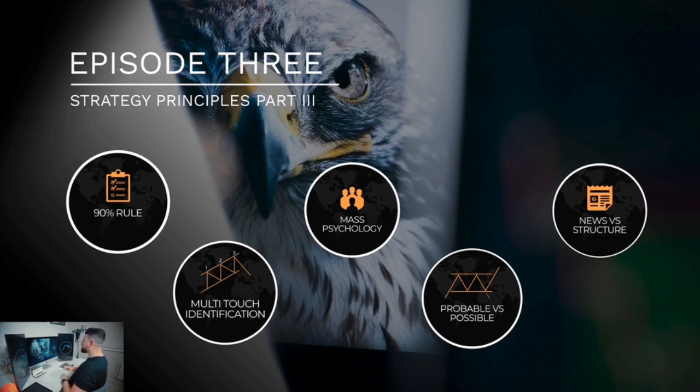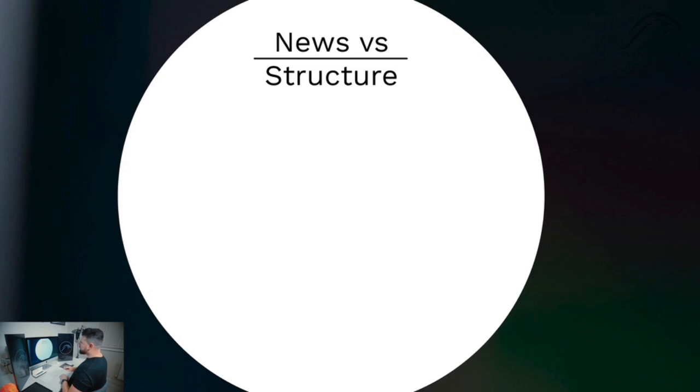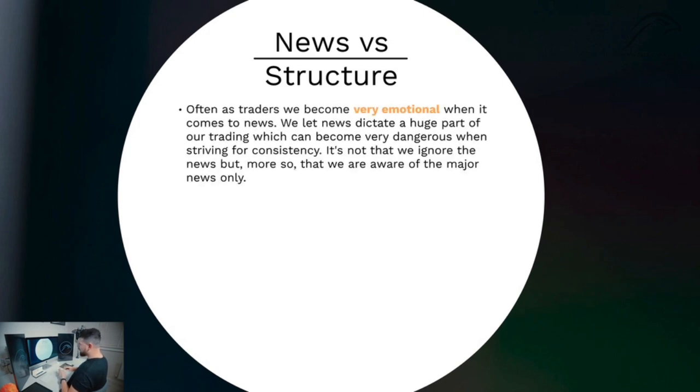Let's take a look at news versus structure, and how does this apply to us? Well, I mentioned in the earlier episodes about news, and we understand that news really is just a very, very small part. And we're aware of the bigger news, but we don't put too much emphasis on it. Often as traders, we can become very emotional when it comes to news. We let the news dictate a huge part of our trading, which can become very dangerous when we're striving for consistency.